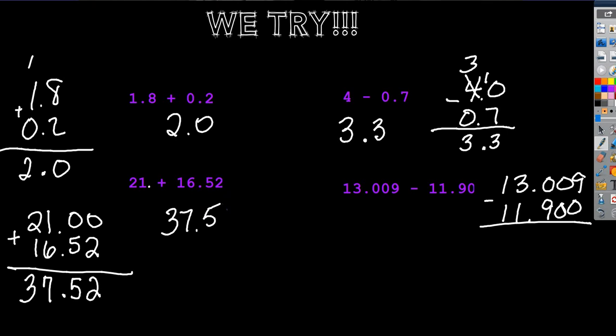37 and 52/100. Here, if I subtract, 9 minus 0 is 9. 0 minus 0 is 0. I can't do 0 minus 9, so I have to borrow from the 3, and it becomes a 2. And my 0 becomes a 10. 10 minus 9 gives you 1. Bring my decimal straight down. 2 minus 1 is 1. 1 minus 1 is 0. So my answer here is 1 and 109 thousandths.